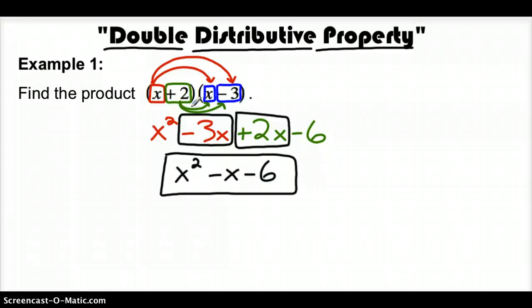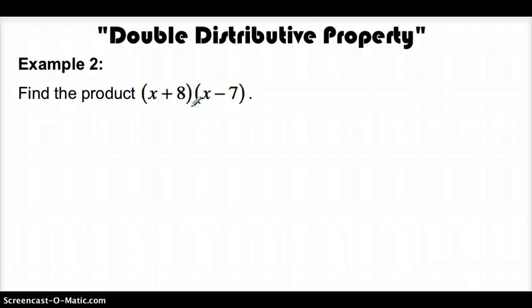Let's check out one more example. This next one, we have the binomial of x plus 8 multiplied by the binomial of x minus 7, or the quantity of x plus 8 times the quantity of x minus 7. I'm going to split these up in a really similar way. I've got a positive x, and then I have this positive 8 in the first binomial. And then in the second part, I've got a positive x, and then I've got a negative 7. And so again, it's the double distributive property.